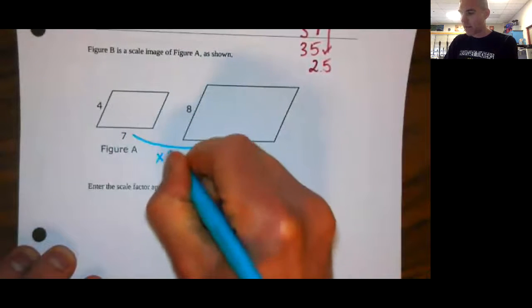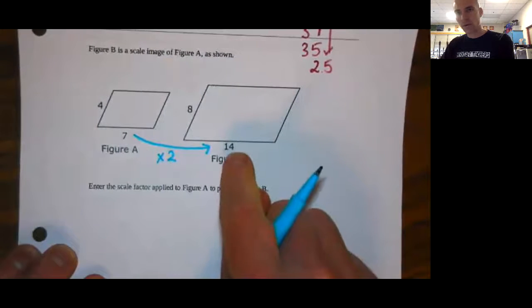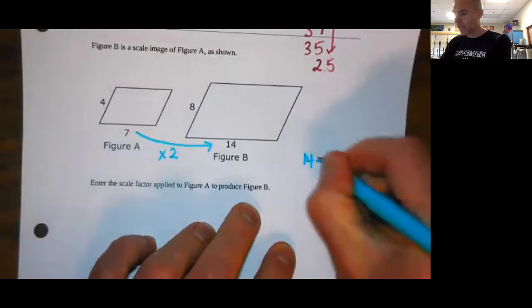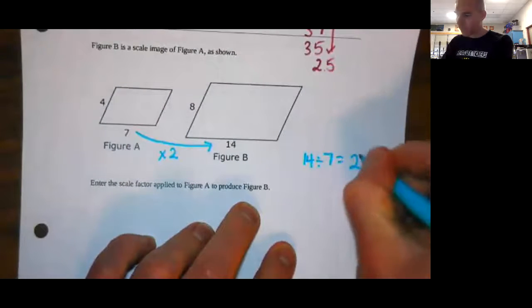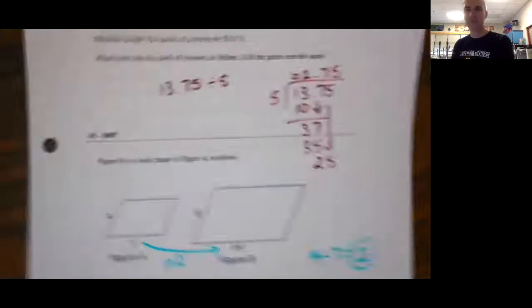7 times 2 equals 14. Or you could do it as new shape divided by original shape. That was another way to get that same answer. 14 divided by 7 equals 2. Either way, the answer on this one was 2. I hope that was an easy one for everyone. Let's move on to the next page.